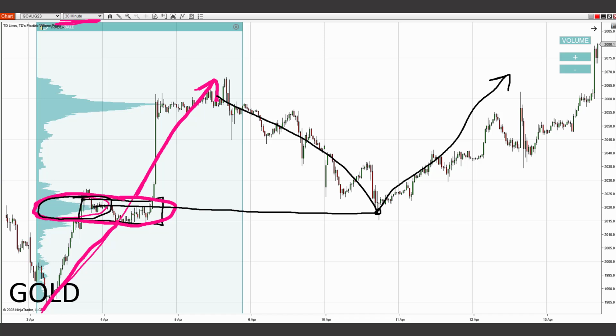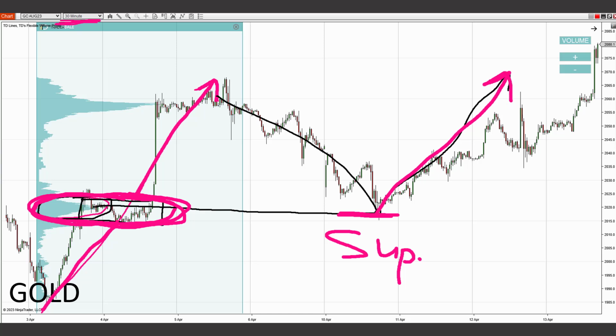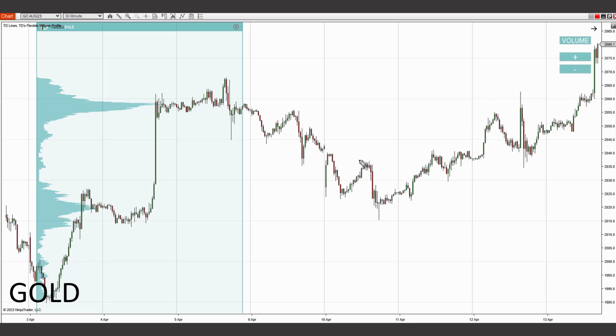Alright? As you can clearly see, buyers from here were defending this heavy volume zone, and that's why this level worked as a strong support, and the price bounced off that and turned, and the uptrend continued. Now there is one more thing that you can notice on this picture, and the thing is this heavy volume zone. Those heavy volumes were accumulated in here.